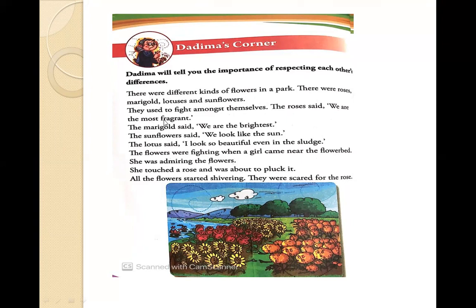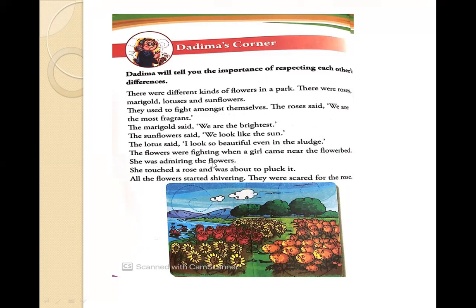They used to fight amongst themselves. The roses said, "We are the most fragrant." The marigold said, "We are the brightest." The sunflower said, "We look like the sun." The lotus said, "I look so beautiful even in the sludge." The flowers were fighting when a girl came near the flower bed. She was admiring the flowers.